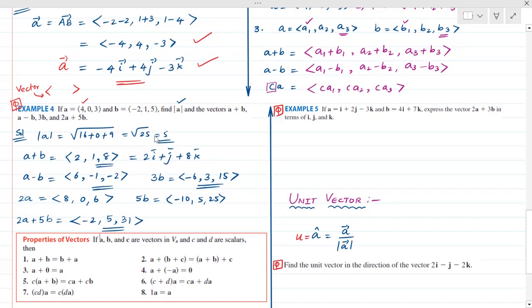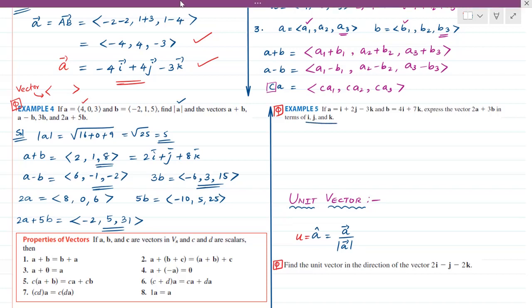Now here also it is the same thing. The vectors A and B are given. Express the vector 2A plus 3B in terms of ijk. If the question is given in terms of ijk, you have to denote it in this ijk format, not in the bracket format. So first of all, we have to solve 2A.